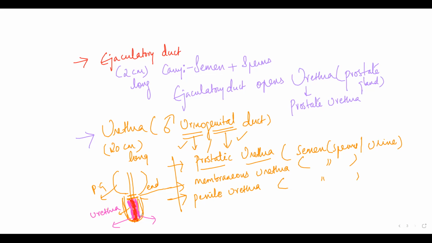So the urethra is passing in the penis. It is completely surrounded by what? It is passing through the corpus spongiosum. Corpus spongiosum. So we can even call the penile urethra the spongy urethra also. Spongy urethra. This is the one.